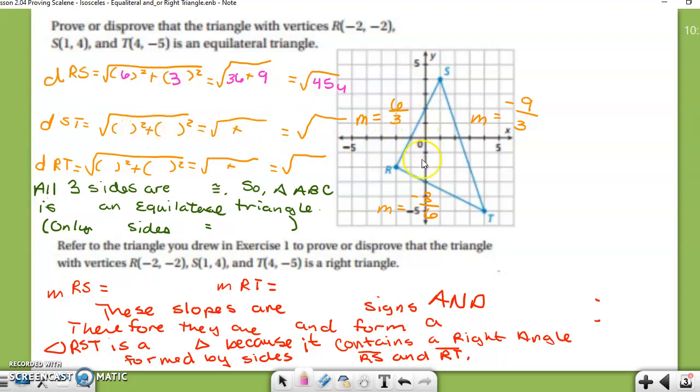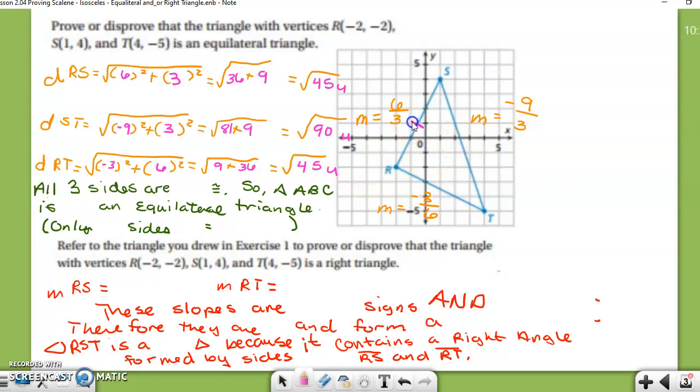Okay, ST. This is ST, and it is going to be root 90. And I'm not simplifying right now because I'm just using this for comparison. Then RT, I've got a negative 3 and a positive 6. So this one is also root 45 units.